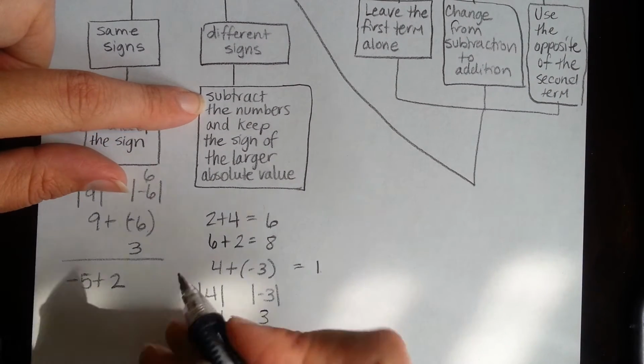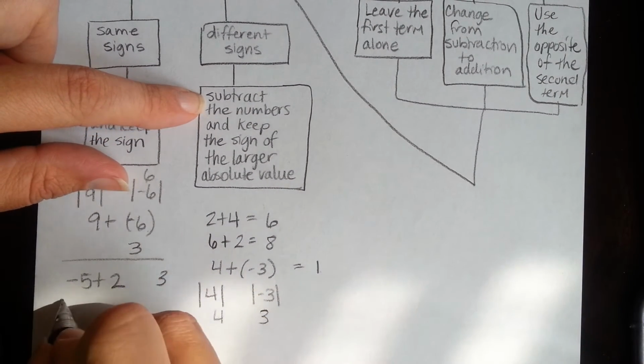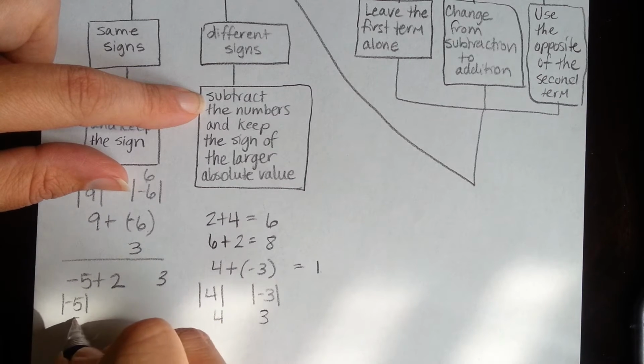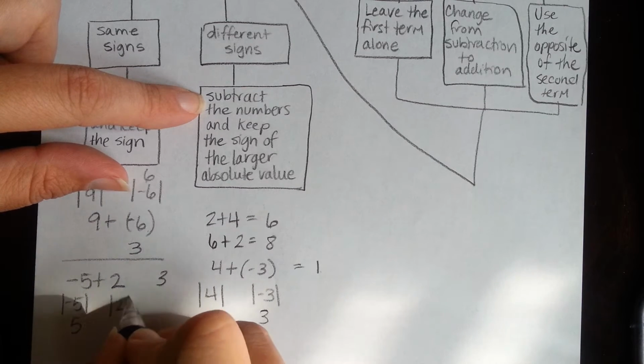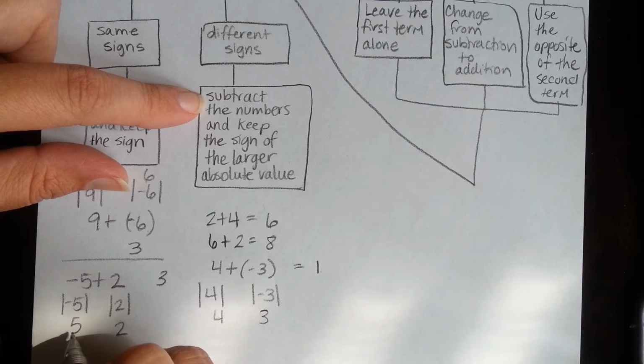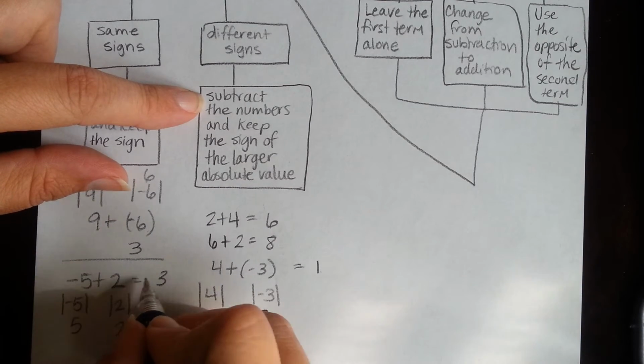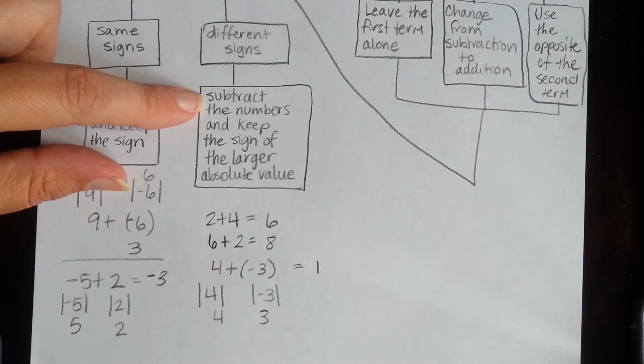So 5 minus 2 would give us 3. Absolute value of negative 5 would be 5. Absolute value of 2 would be 2. This one's the larger one, so we're going to keep the negative symbol. So it would be a negative 3.